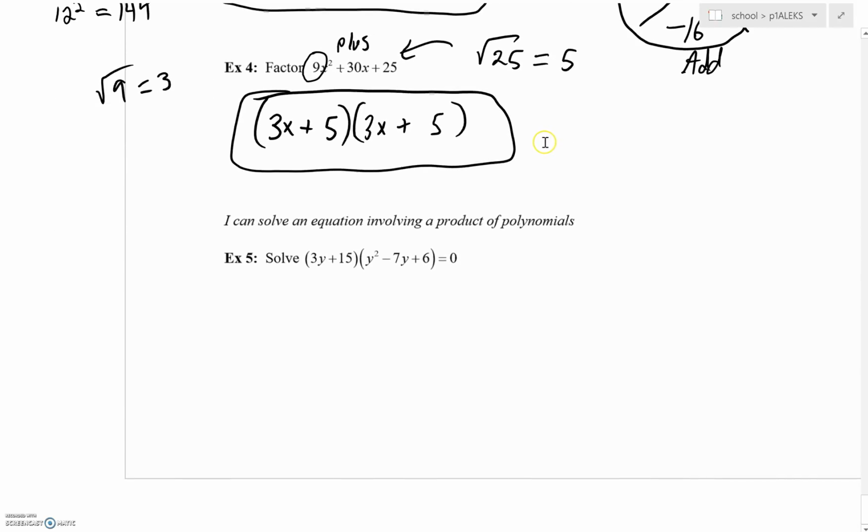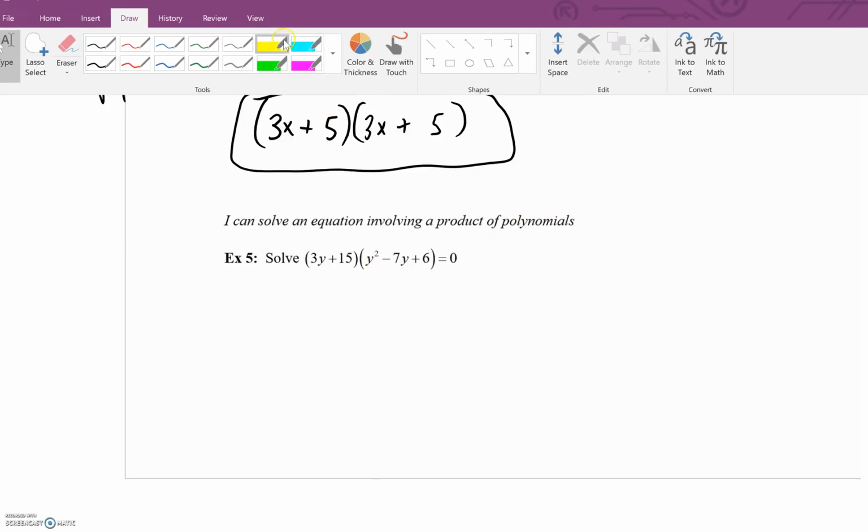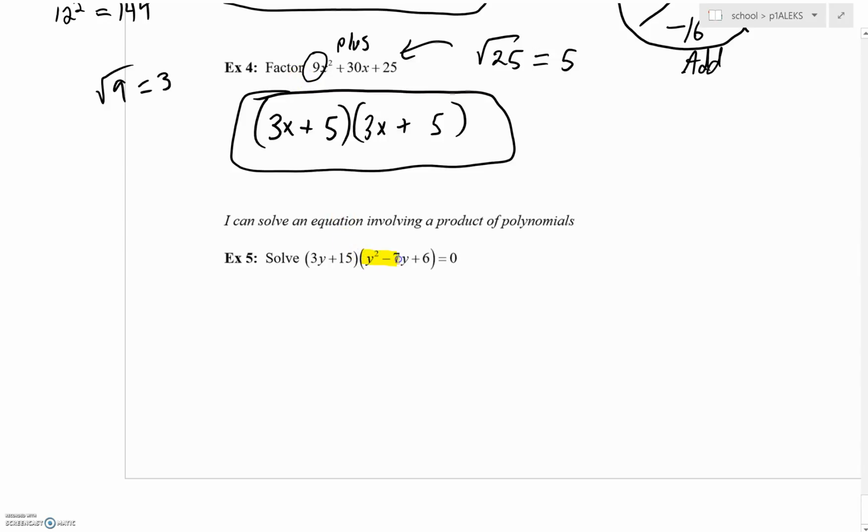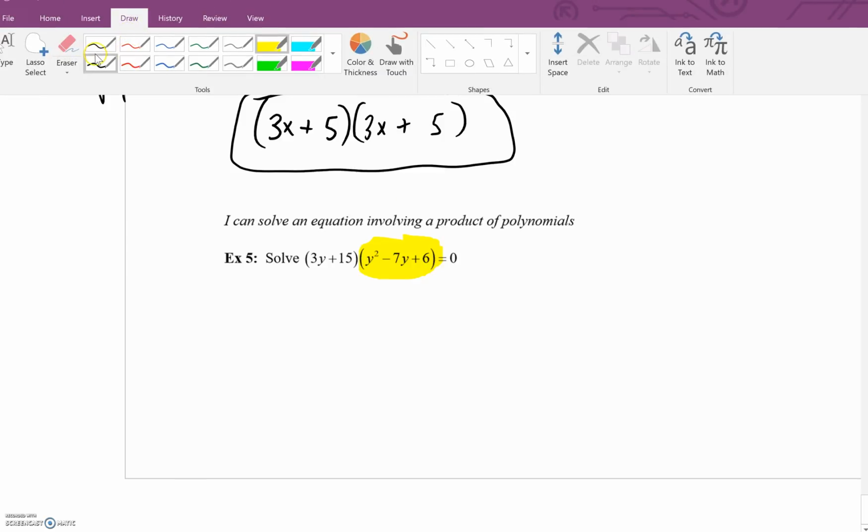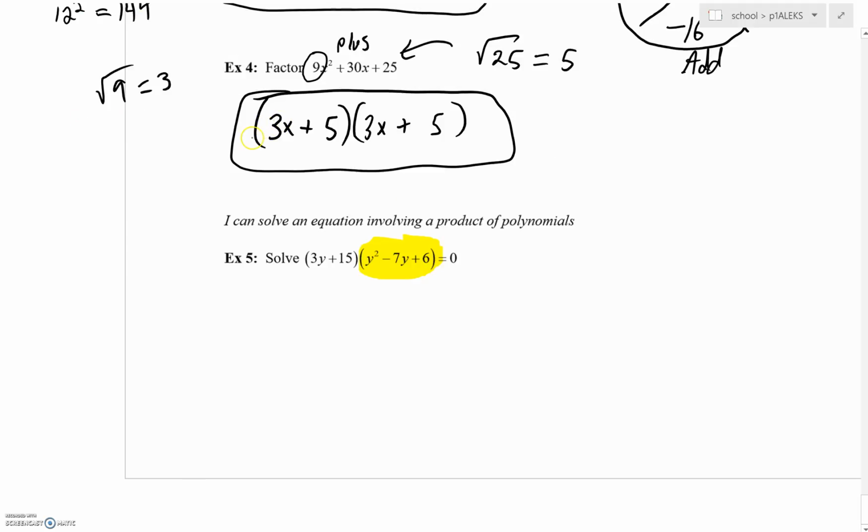We've got one last item to solve. Number 5, I can solve an equation involving a product of polynomials. I guess what I want to tell you is, first off, this thing right here, the y squared minus 7y plus 6, we can factor that down. We're not told it's a perfect square trinomial, so we're going to have to go ahead and do this the old way that we have been doing.